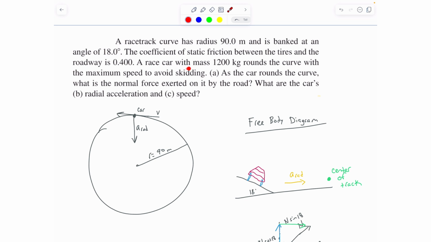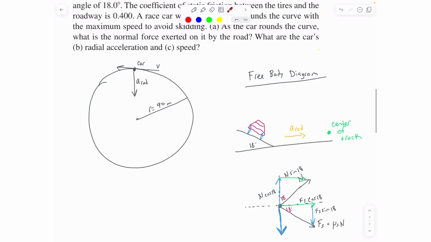Now it says the race car has a mass of 1,200 kilograms, and it goes around the curve as fast as it can go without skidding. Okay. As the car rounds the corner, what's the normal force? What's the radial acceleration, which is this, and what's its speed? Okay, so this is sort of what it looks like. Imagine you're looking down from a bird's eye view. You can see the car going around in a circle, right? This is the radius. The velocity is going to be tangential to the circle, and then the radial acceleration is going to be pointed in towards the center.